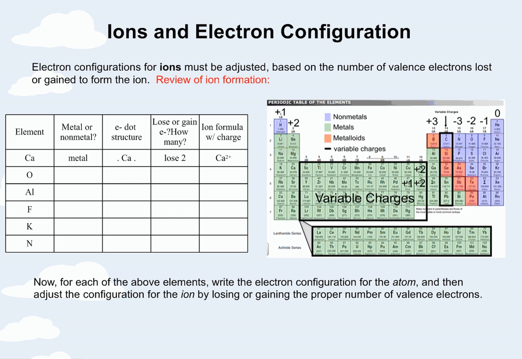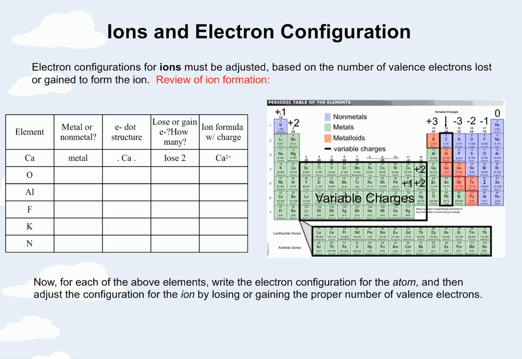Okay, so ions and electron configurations. Electron configurations for ions must be adjusted based on the number of valence electrons lost or gained to form the ion. So remember, ions are not neutral. Their protons and their electrons are not equal. Because they've either given away electrons or they've gained electrons to become stable, they are charged. So this impacts the electron configuration, and we'll talk about that in a minute.